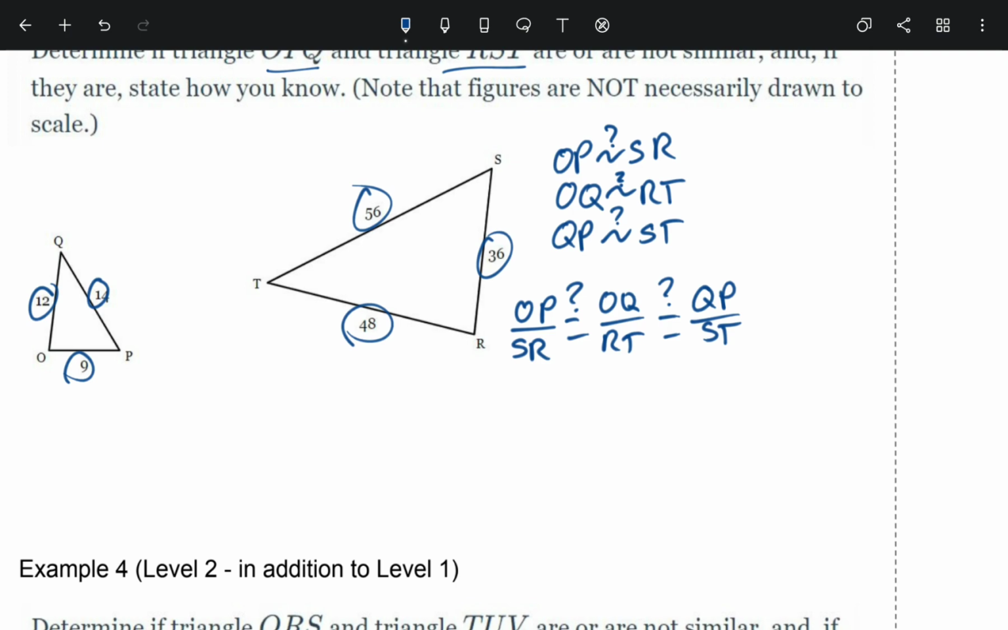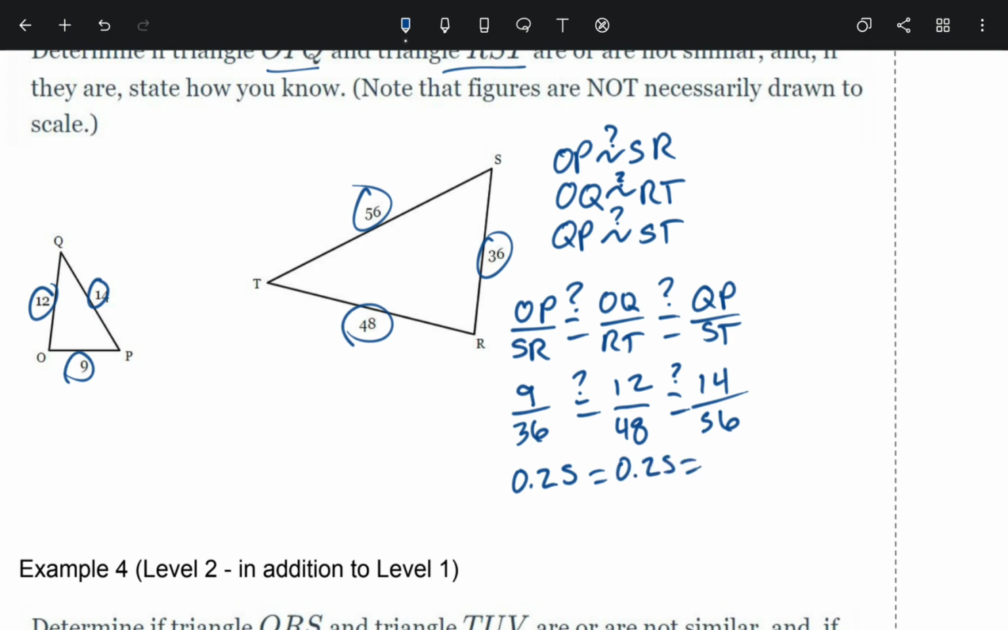So now let's plug in our numbers. OP is 9 over SR is 36 equals OQ is 12 over RT is 48 equals QP, which is 14, over ST is 56. So now we're going to divide each of these. I know 9 over 36 is 0.25. 12 over 48 is also 0.25. And 14 over 56 is 0.25.